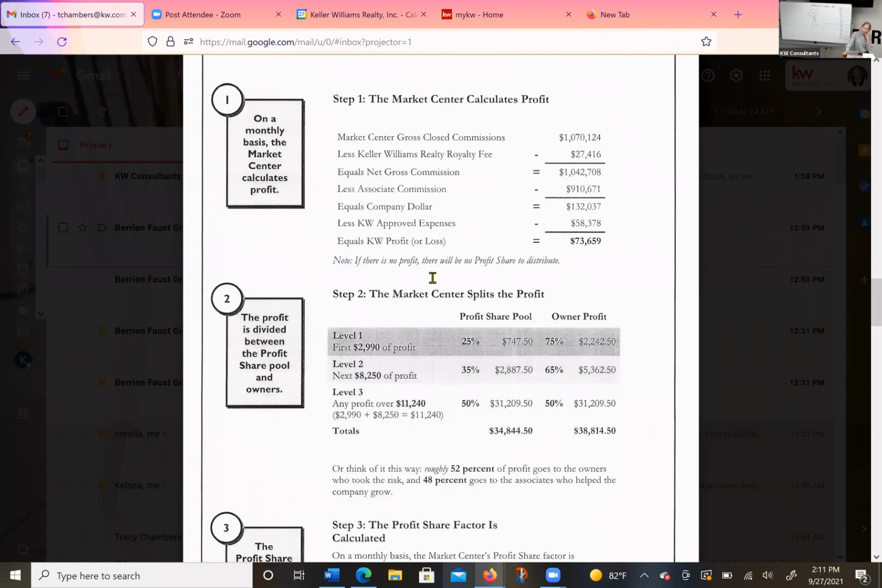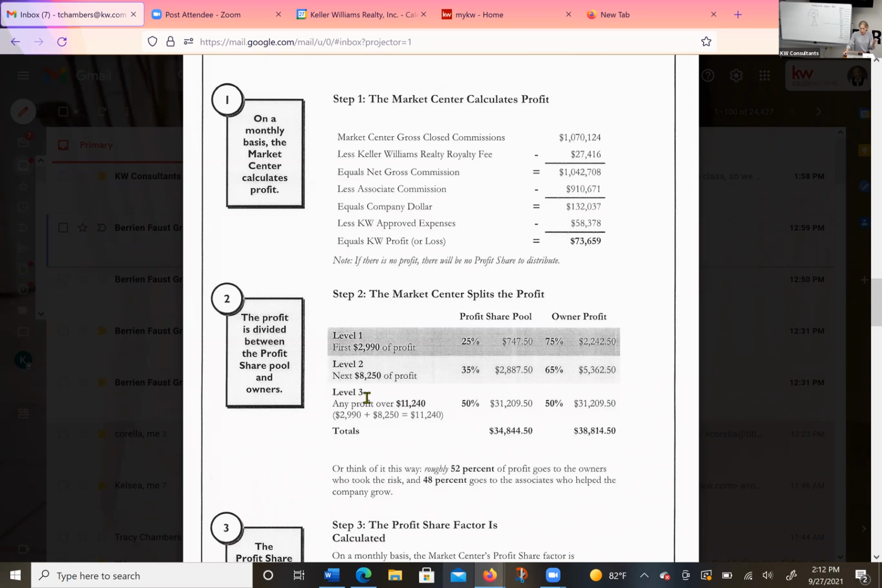So how does a market center calculate profit share? This gets a little tricky. So in the beginning, when a market center is new, they may not have enough money to profit share. So Keller Williams says, hey, if you have enough money to get to what we call level 1, $2,990 of profit, you're able to profit share. You're not able to profit share on a 50-50 because when a market center is young in the beginning, well, guess what? It needs more money for expenses and startup costs. So from the first level 1, it would be 25% of the profit share pool would go to the agents and 75% goes to the owners. Because they're trying to give back to the owners for the money that they put in when they started the company.